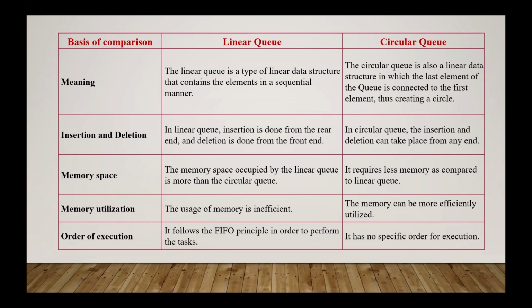Insertion and deletion: in linear queue, insertion is done from one end and deletion from the other end, whereas in circular queue you can do both. Memory required is less compared to linear queue because the deleted space can be used again. Memory utilization is inefficient in linear queue, whereas it is efficient in circular queue. In linear queue we follow first come first out, while circular queue has no specific order, though order is still there, as we can insert and delete at any location as per the front and rear positions.